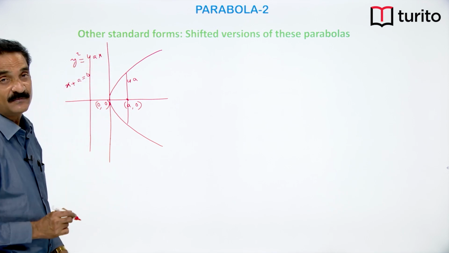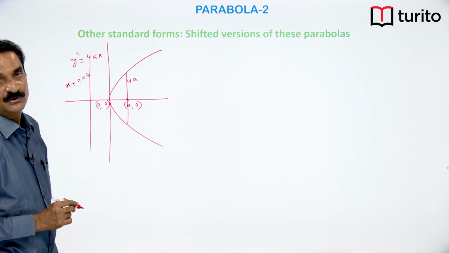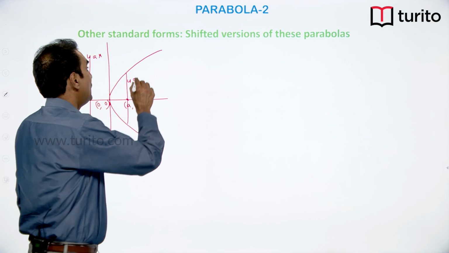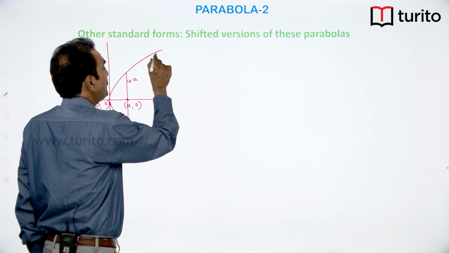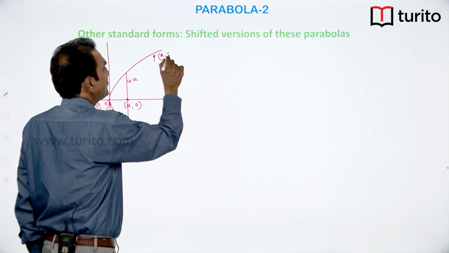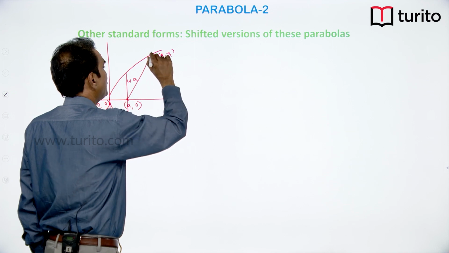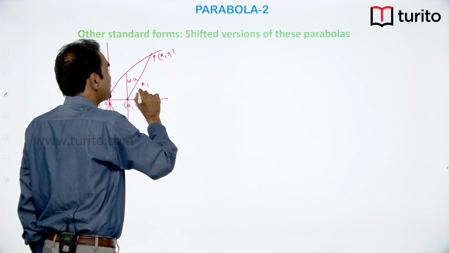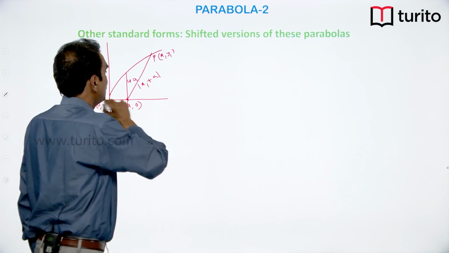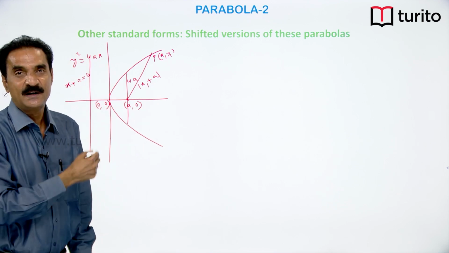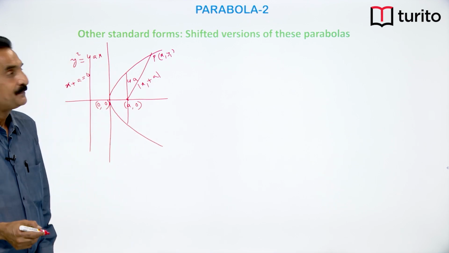Equation of the tangent at vertex is x is equal to 0, that is y axis. And focal distance of a point P x1 y1 is mod x1 plus a. We have discussed all these formulae about y square is equal to 4ax.